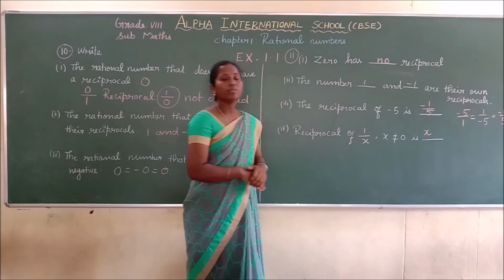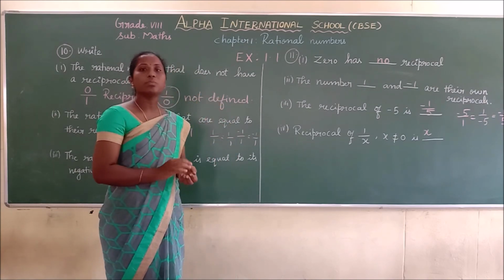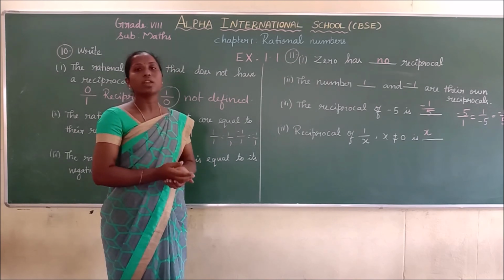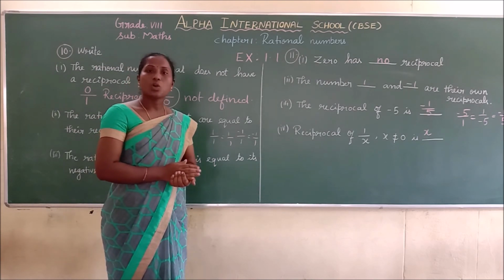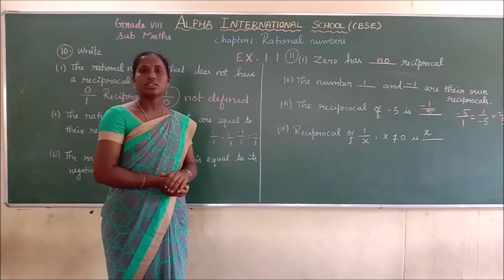So listen children, we have completed our first exercise in our first chapter, rational numbers. Based on the exercise problems we have solved, you will be getting your assignment PDF. Solve the problems using the appropriate property. Okay children, thank you.